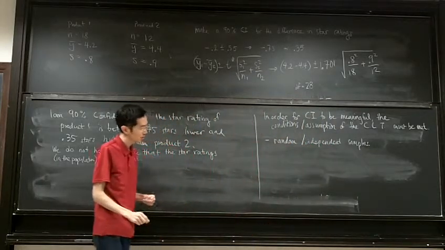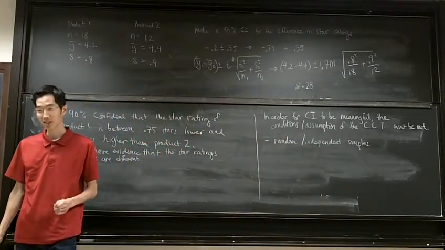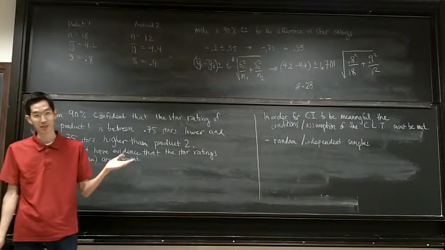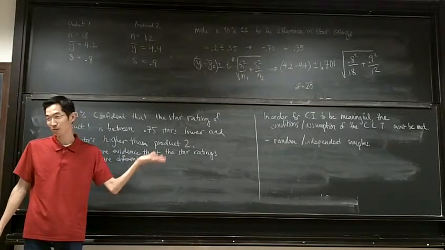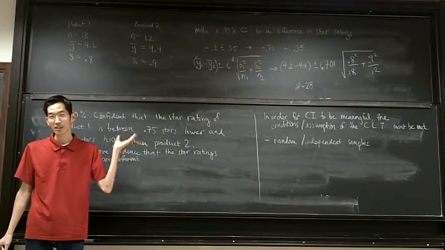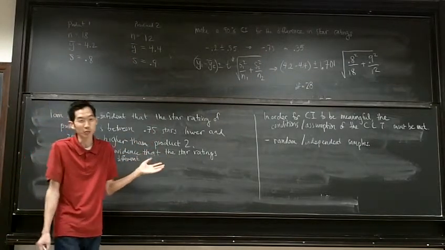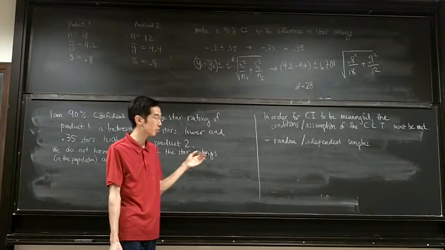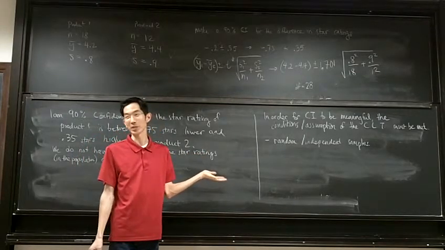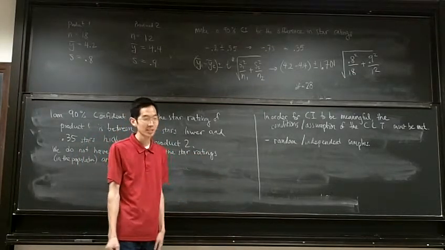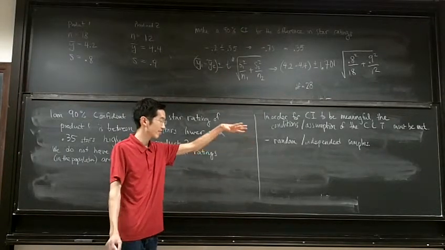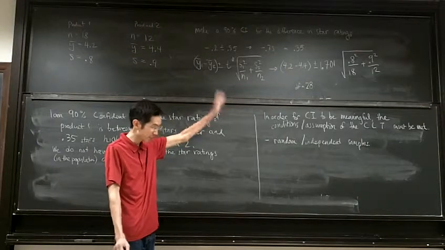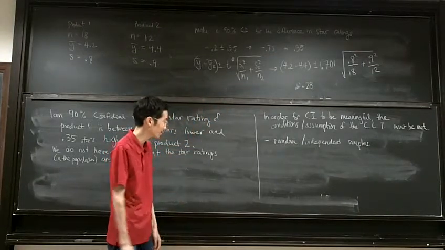Star ratings are not going to be random and independently selected reviews. They're just people who choose to write reviews are the ones who are going to give it star ratings. And this is not a random group of people. It's just people who feel strongly about the product, generally. So that one is probably not met, so probably everything's going to fall apart. Okay.